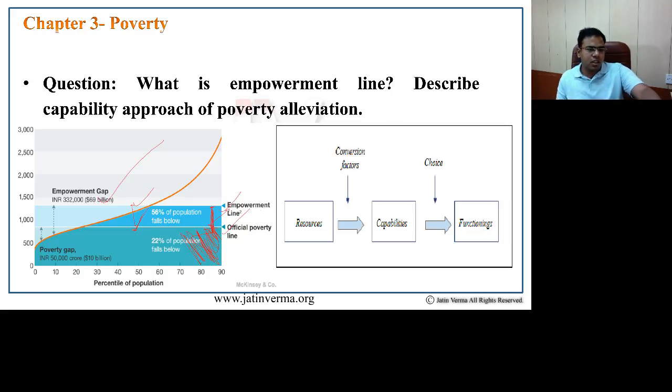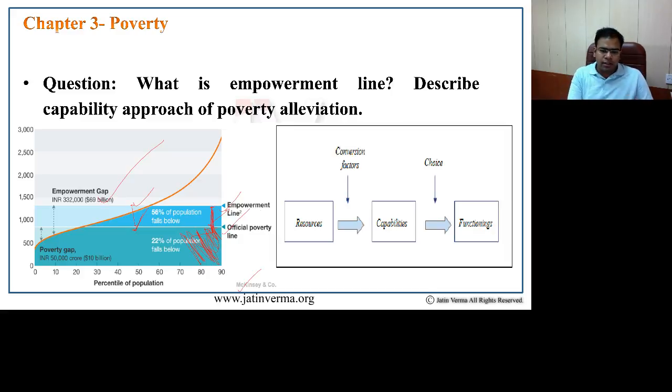So from this graph, as it is shown, it shows the empowerment line in India. One must note that this very concept, the idea of the empowerment line, was provided by McKinsey and Co.